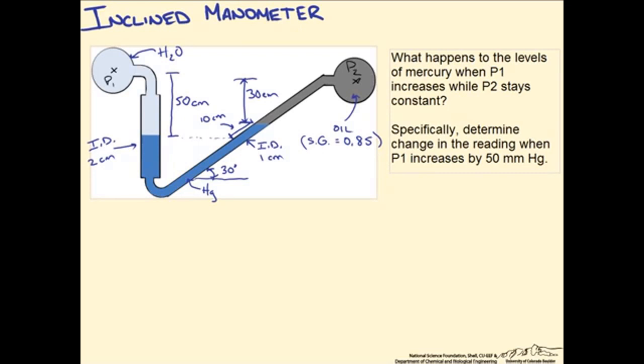So the first place we want to start is by doing a force balance on both sides. And when we do a force balance in a manometer, it really comes down to just the pressures inside of the system. So we care about the pressure of the fluid that's being measured and the hydrostatic pressure of the fluids inside the manometer. So the difference in pressure between P1 and P2 can be expressed as the following.